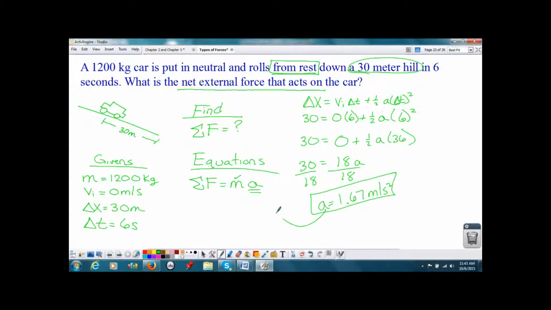Go back, substitute it in to find the net force. So the net force is equal to the mass, 1,200 kilograms, times the acceleration, 1.67. So the net force is 2,000 newtons.